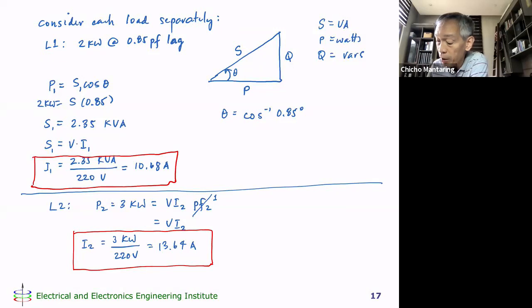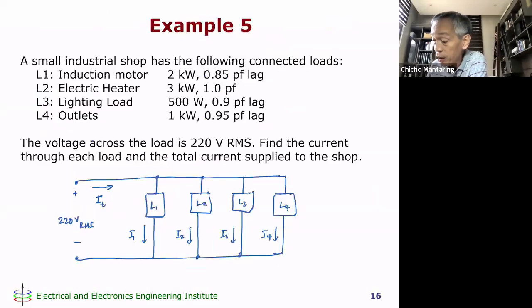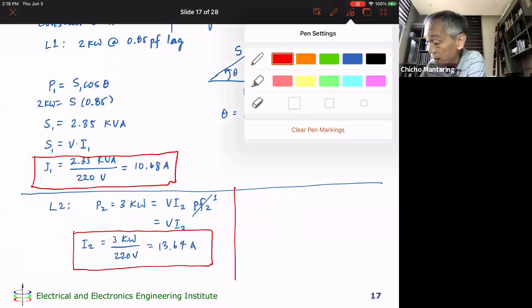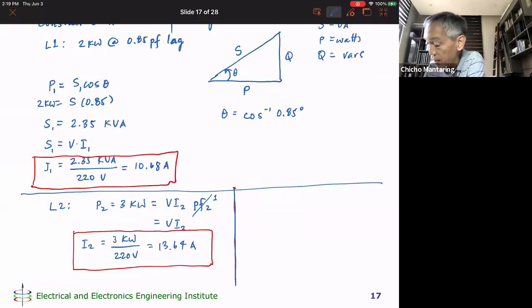Any question how I got I2? So pretty straightforward. I know my kilowatts. I know my power factor is 1. And therefore, this is V times I times power factor, but power factor is 1. So it's just V times I. So 3 kilowatts divided by V, which is 220, I get 13.46. Okay, what about L3?